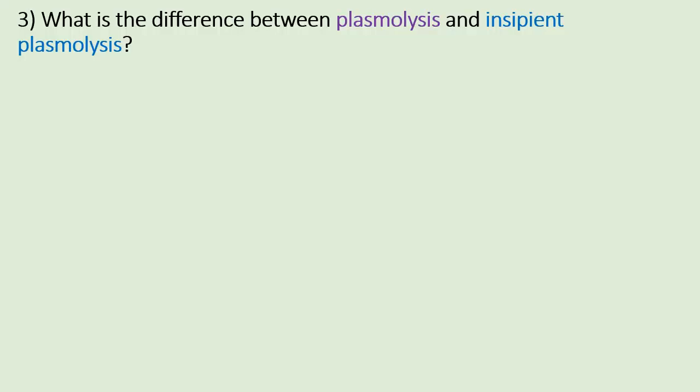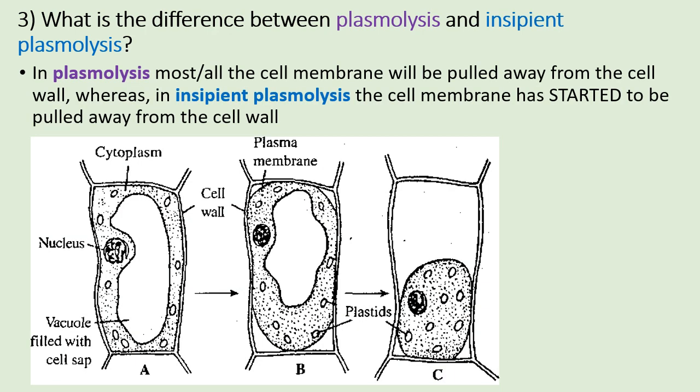Question 3, what is the difference between plasmolysis and incipient plasmolysis? So plasmolysis is where most or all of the cell membrane will be pulled away from the cell wall. So here you can see that we've got full plasmolysis and most of that cell membrane has been pulled away from the cell wall. Whereas in incipient plasmolysis, the cell membrane has started to pull away. So here we can see incipient plasmolysis because that cell membrane is starting to pull away from the cell wall, but most of it hasn't completely detached, as you can see in this picture here compared to that one.